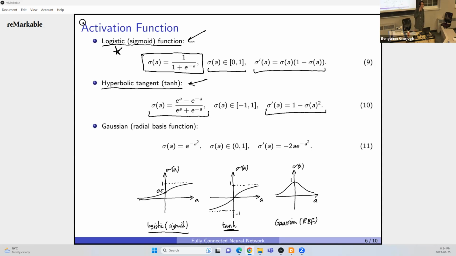Probability. I want to output probability, and the probability is between 0 and 1. Okay, that's another thing. Another thing is that what if my output is between some a and some b, where a and b are some scalars? What can I do?